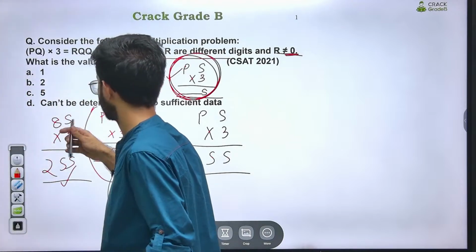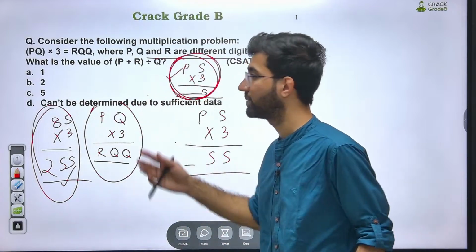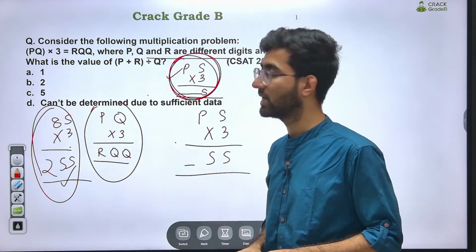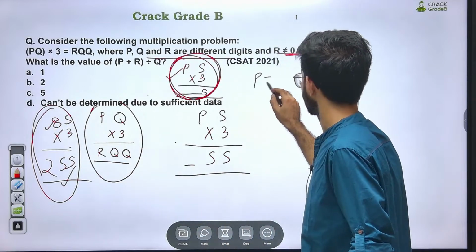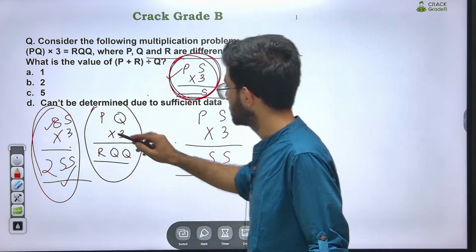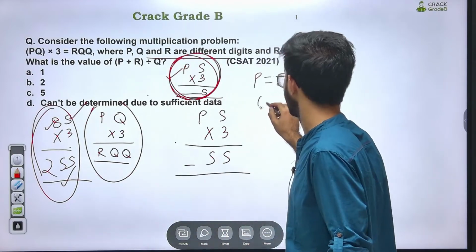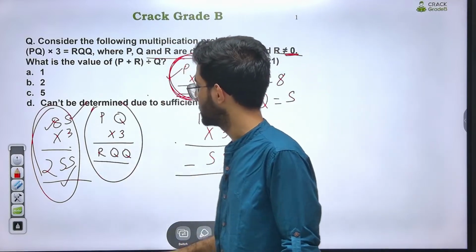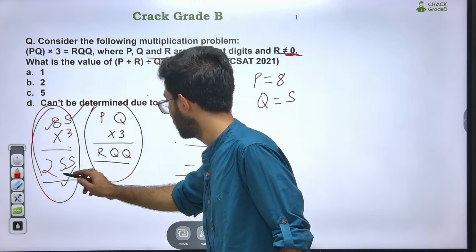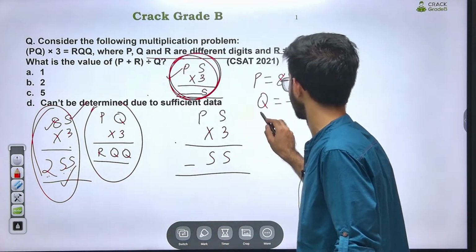Now if you look at this multiplication, you will find the value of P, Q and R. What is the value of P? We have found that the value of P is 8. What is the value of Q? We have found that the value of Q is 5. What is the value of R? See, R, Q, Q. So the value of Q is 5, 5. So obviously the value of R is 2.